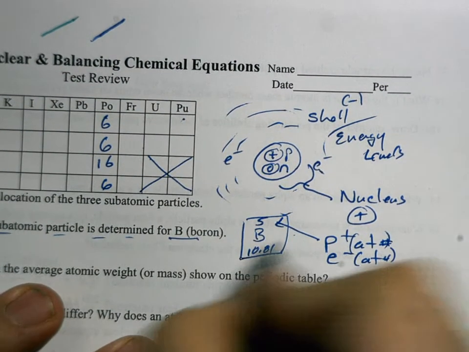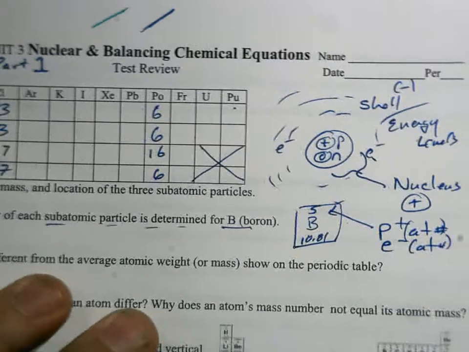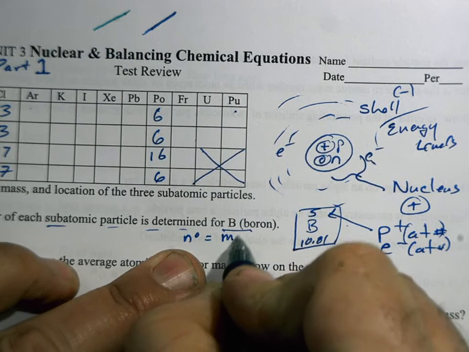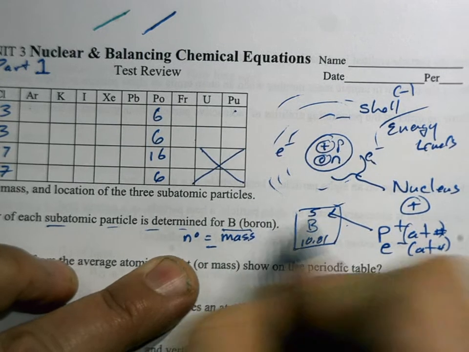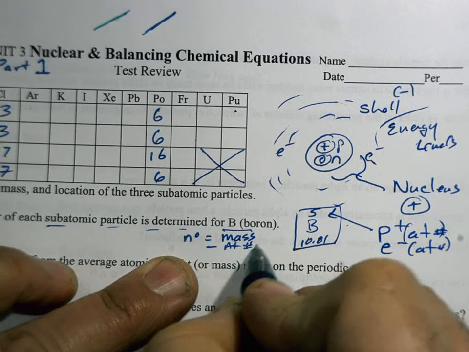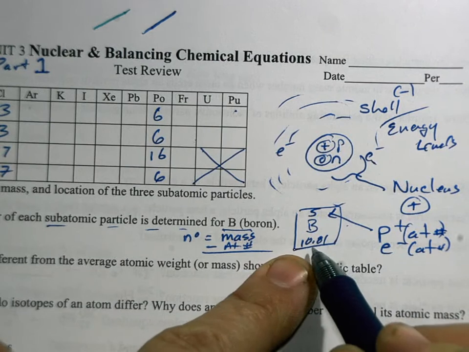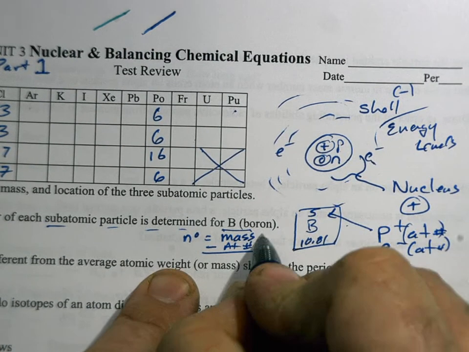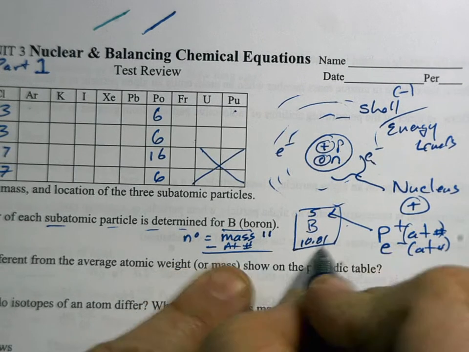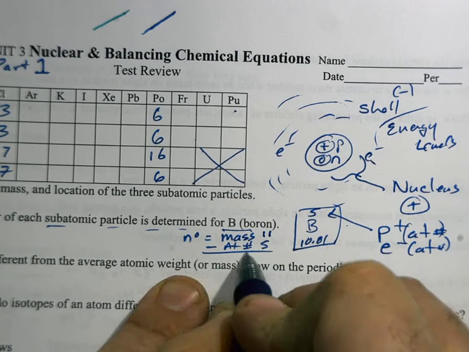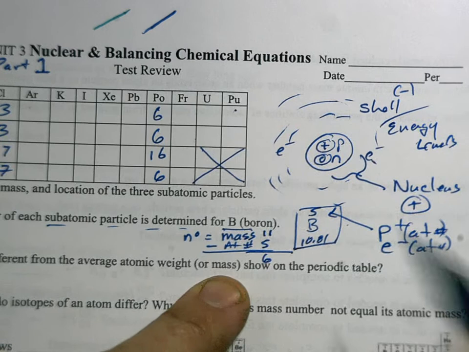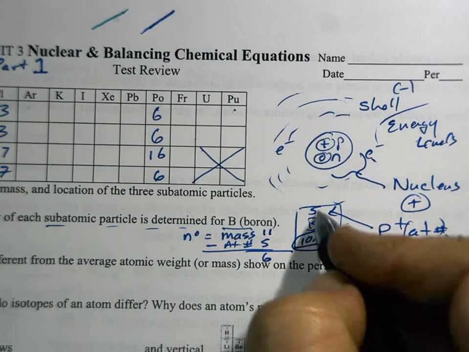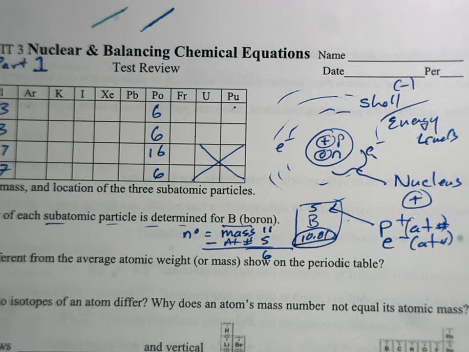Then for neutrons, you've got to subtract. So neutrons is going to be the mass minus the atomic number. So on this one, since we got 10.81, we've got to round that to 11. So I'm just going to put 11. And then the atomic number is 5. So when you subtract that, you're going to get 6. It's important that you make sure you round that to the nearest whole number, then you subtract the number of protons, the atomic number.